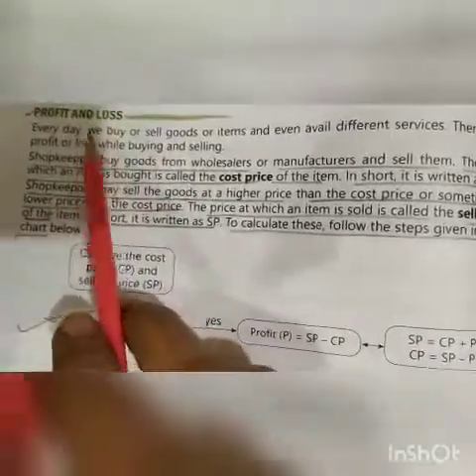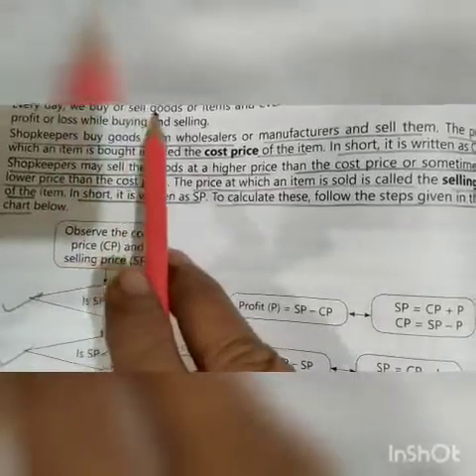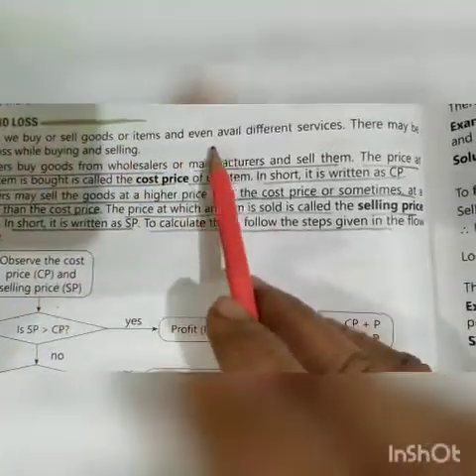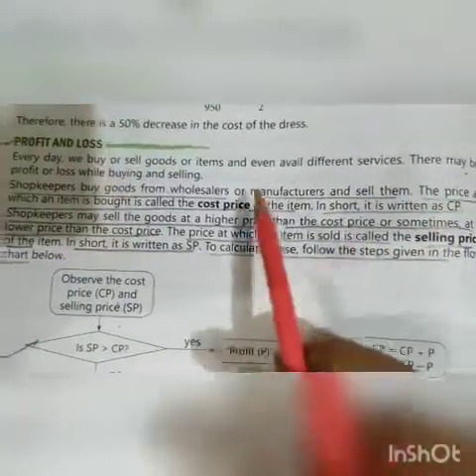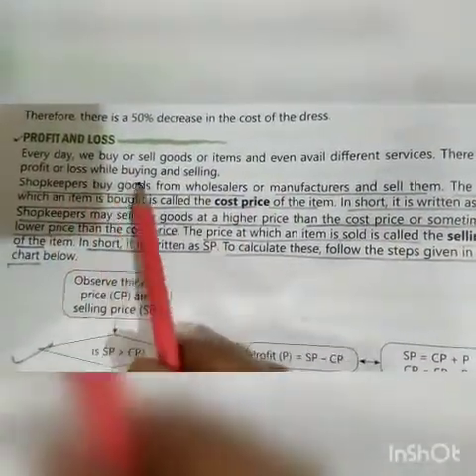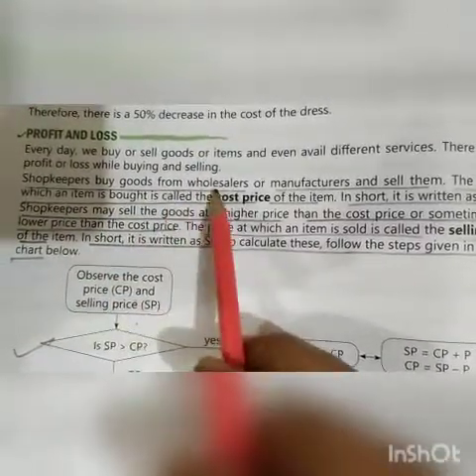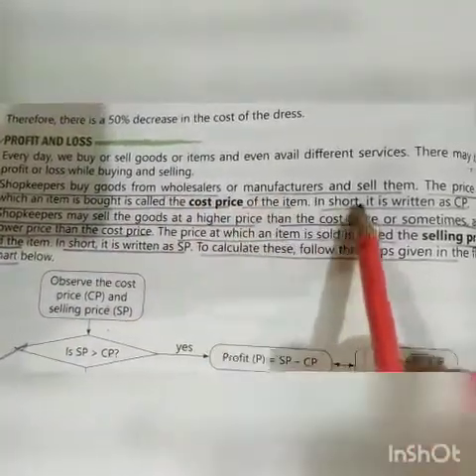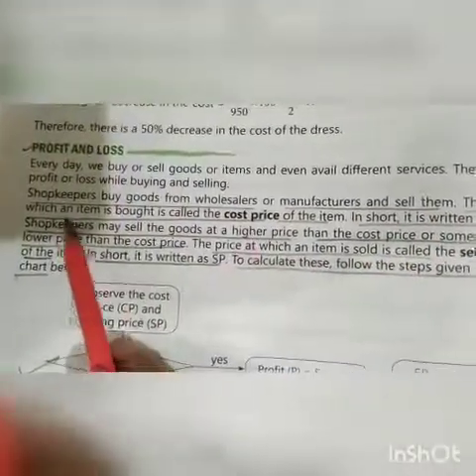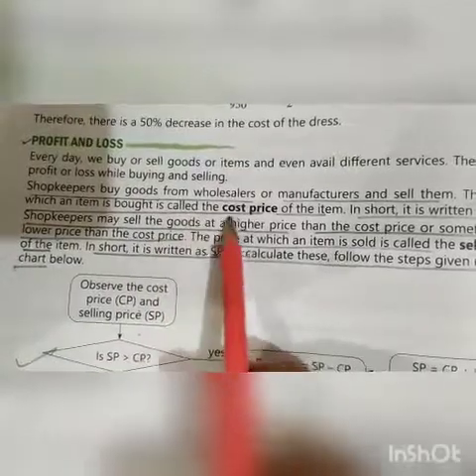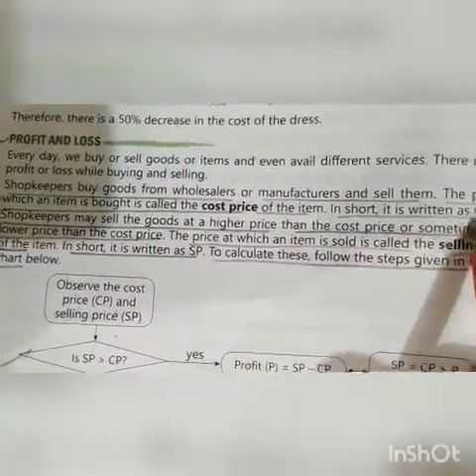Now come to profit and loss. Every day we buy or sell goods or items and even avail different services. There may be profit or loss while buying and selling. Shopkeepers buy goods from wholesalers or manufacturers and sell them. The price at which an item is bought is called the cost price of the item. In short, it is written as CP.